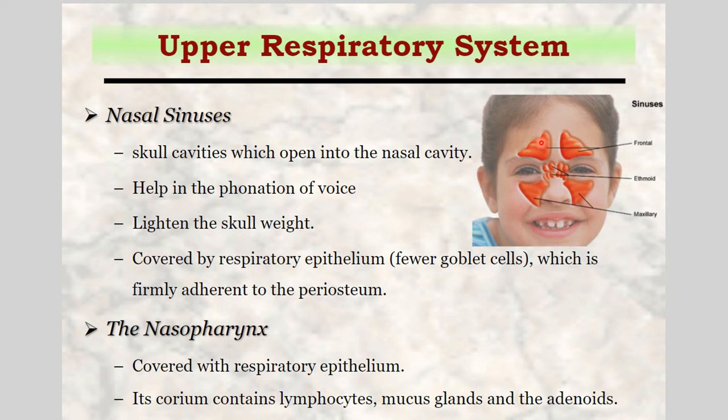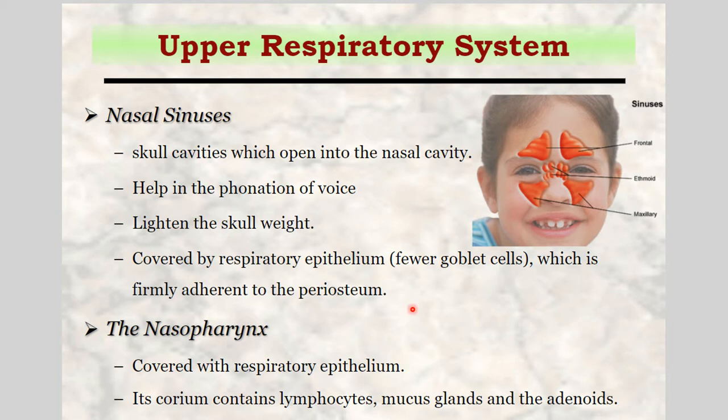Nasal sinuses. In the body we have two frontal sinuses, ethmoidal sinuses, and then we have the maxillary sinuses. So these are the nasal sinuses, which are covered by the respiratory epithelium. And their function is to lighten the weight of the skull, and help in the phonation of voice. So these are the sinuses which are used for the phonation of voice and to lighten the skull, and they are covered by the respiratory epithelium.